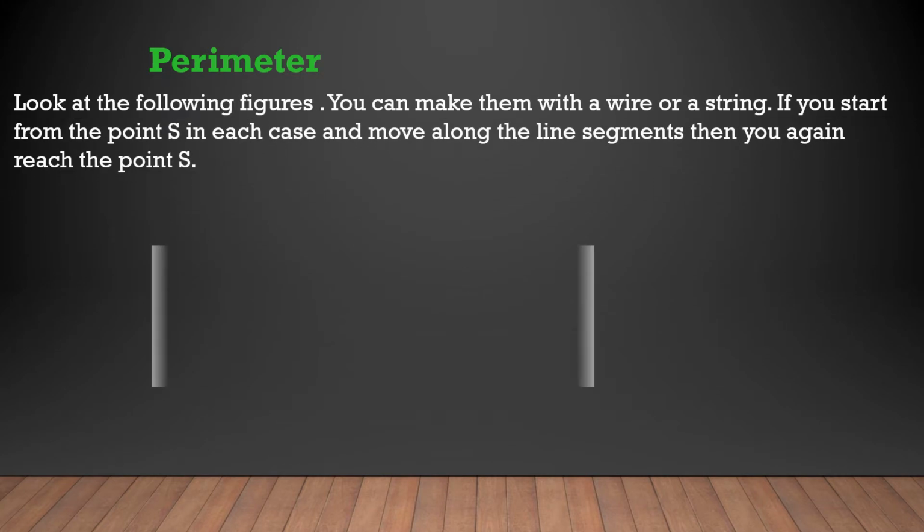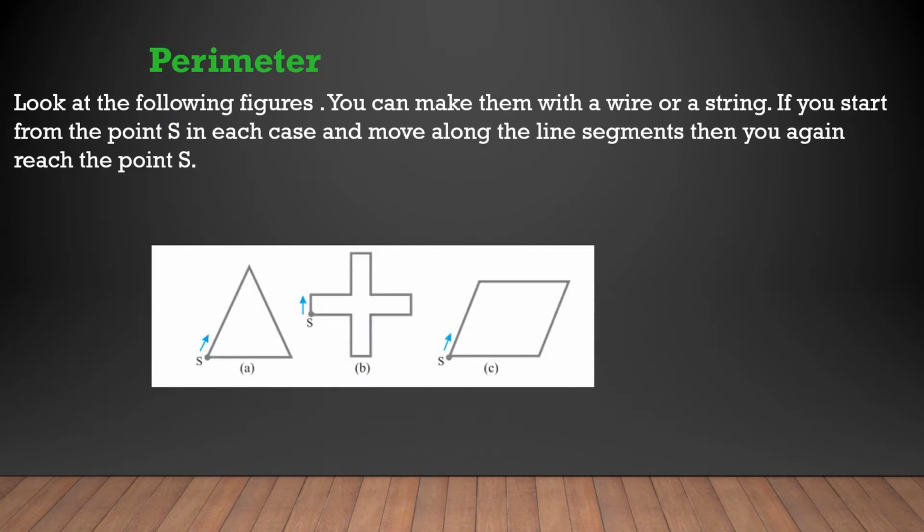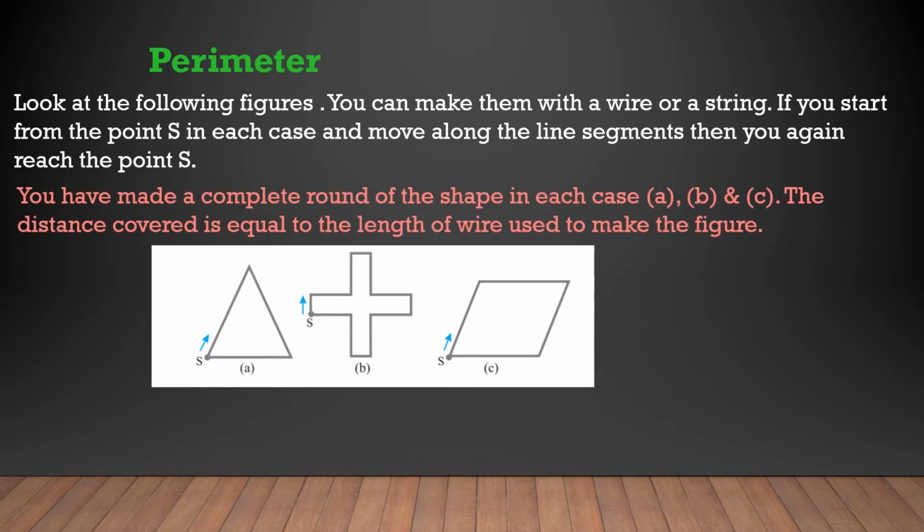Perimeter. Look at the following figures. You can make them with a wire or a string. If you start from the point S in each case and move along the line segment, then you again reach the point S. You have made a complete round of the shape in each case of A, B and C. The distance covered is equal to the length of the wire used to make the figure.